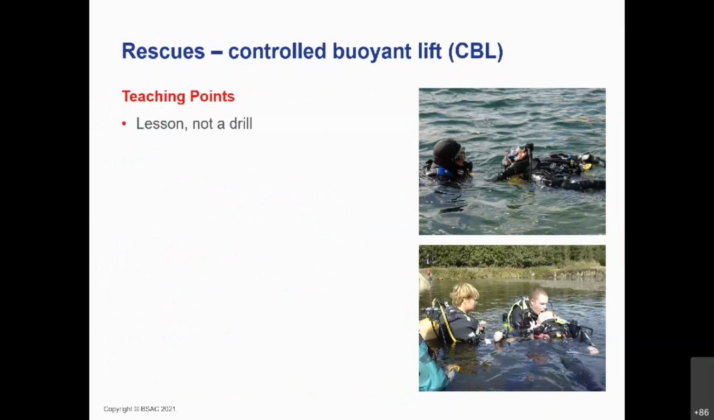Now, we're going to move on to some teaching points. Again, a lesson, not a drill. It's a complex lesson. It's a difficult lesson to learn, let alone teach. So it's important to take the time to teach it until we get to the point where the student is confident.